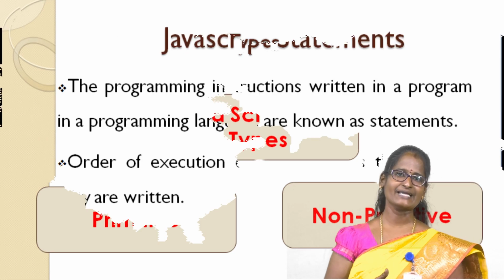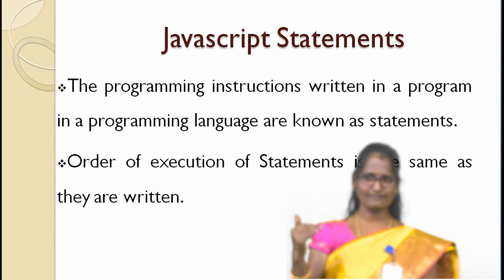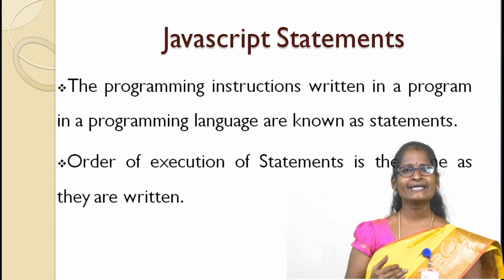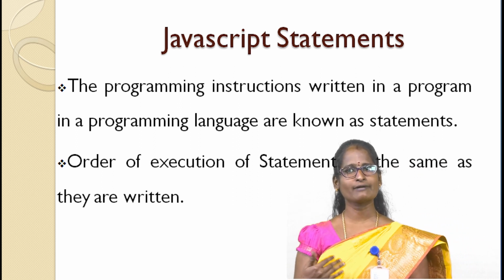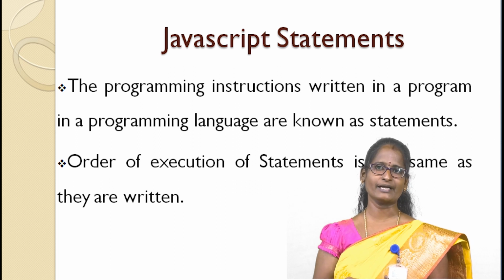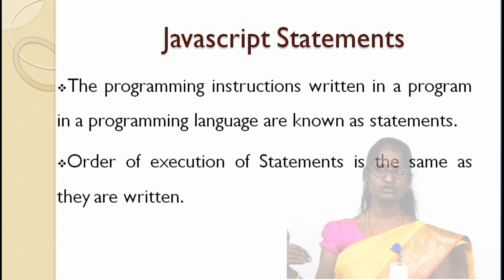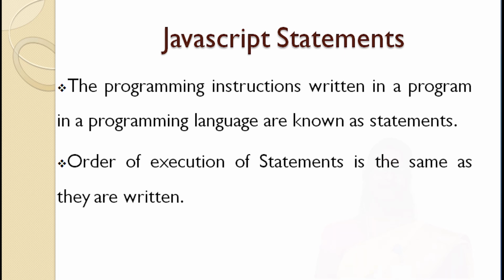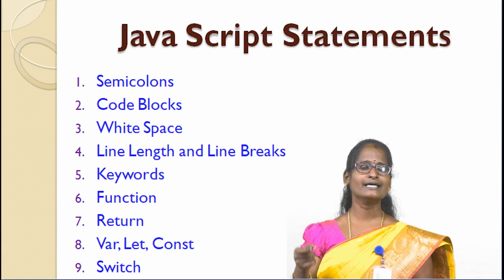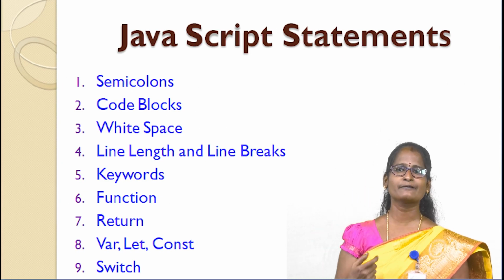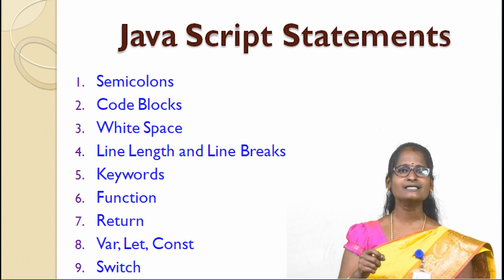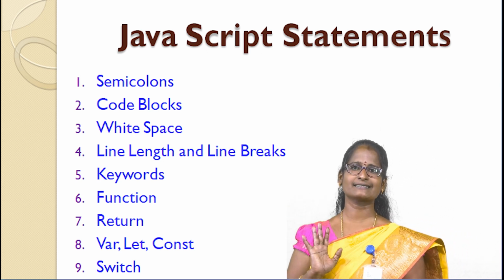Then the JavaScript statements. How do we write JavaScript statements? The programming instructions written in a program are known as statements. Statements are executed in the same order as they are written. First is the semicolon. The semicolon separates JavaScript statements, and marks the end of a statement in JavaScript.